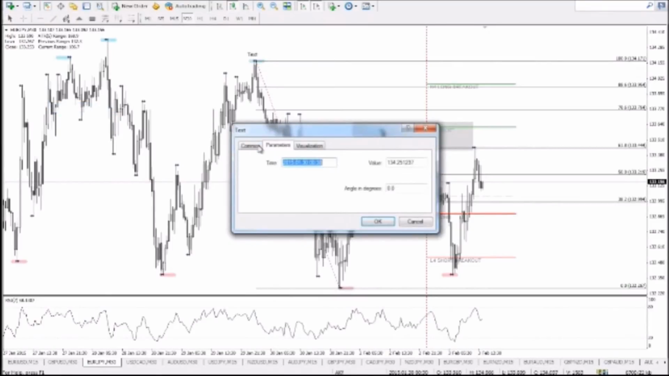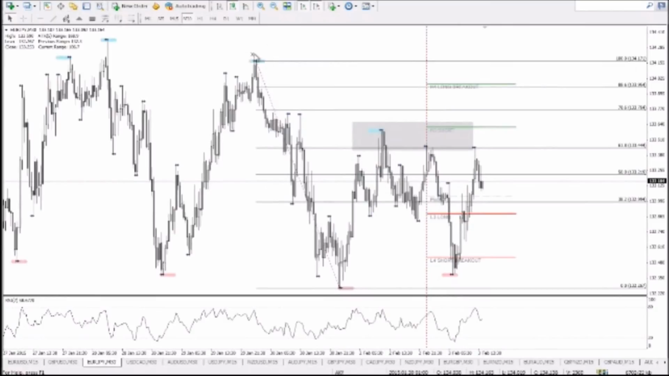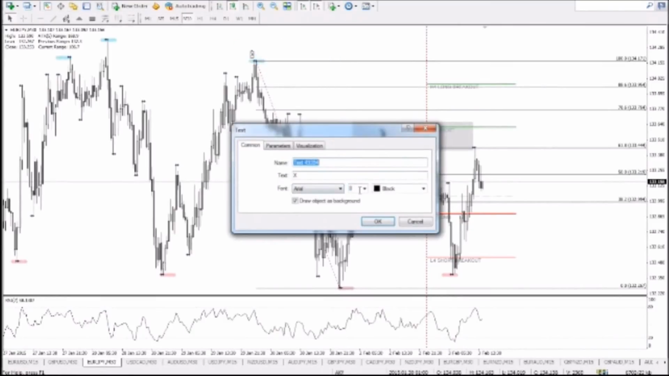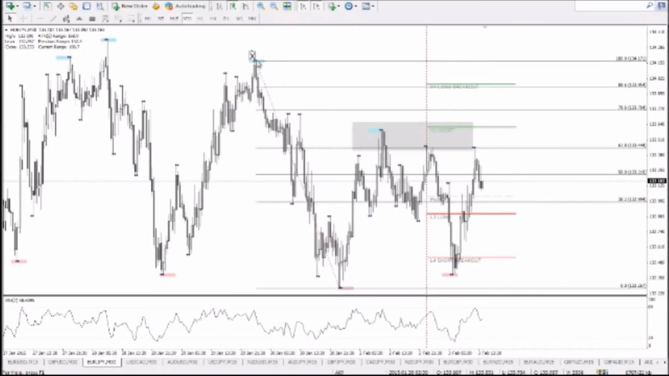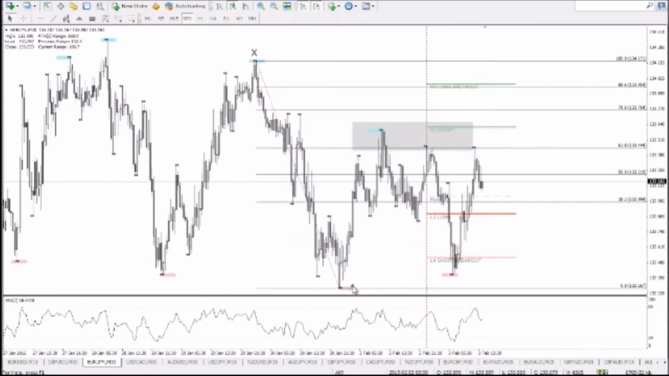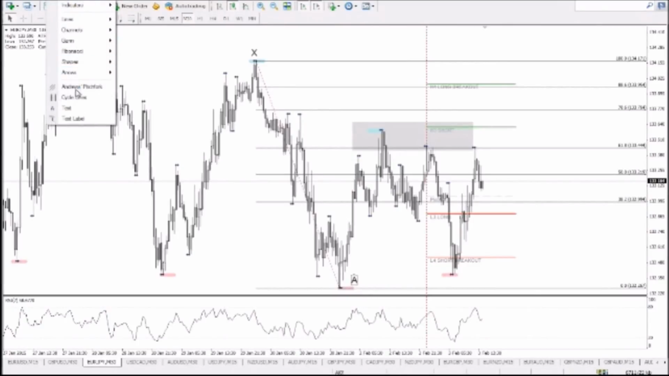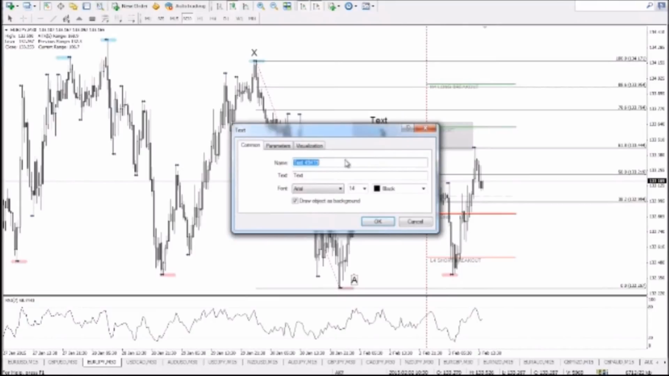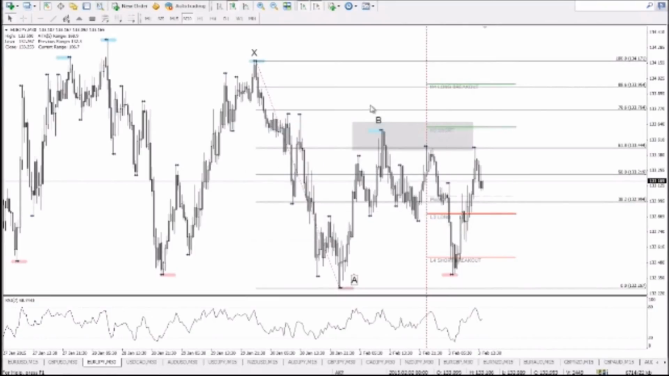What you have here is your X. Let me extend it bigger. So you have your X point, and then you have your A point over here, and this is your B point. Alright, so we have identified your X, A, and B.